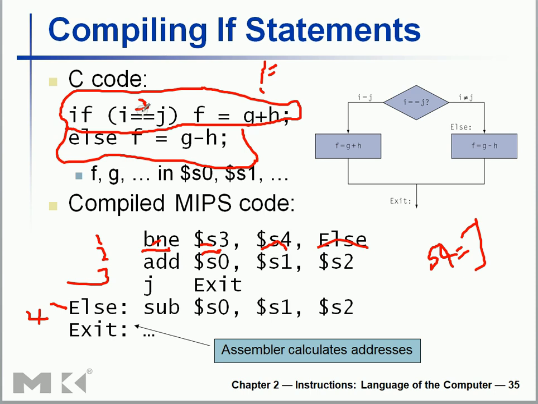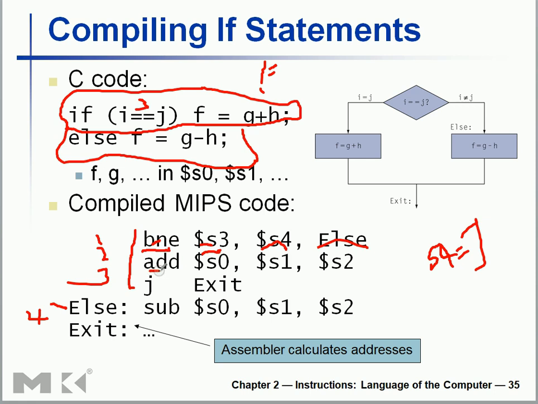And here I'm saying if I is equal to J, F equals G plus H. Now if you think in the perspective of MIPS, I'm actually saying if I and J are not equal, then go to else. Because if I and J are equal, then I will do this. And if I and J are not equal, then I will do this. So that's exactly what is happening over here. If I and J are not equal, then go to else. And if it is equal, then it will not go to else.